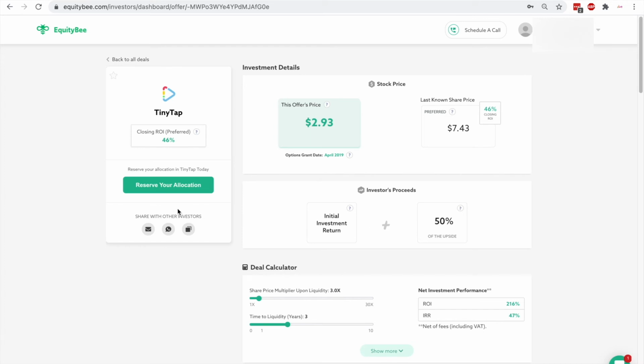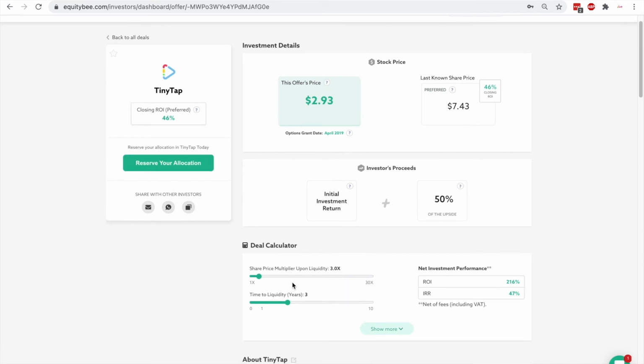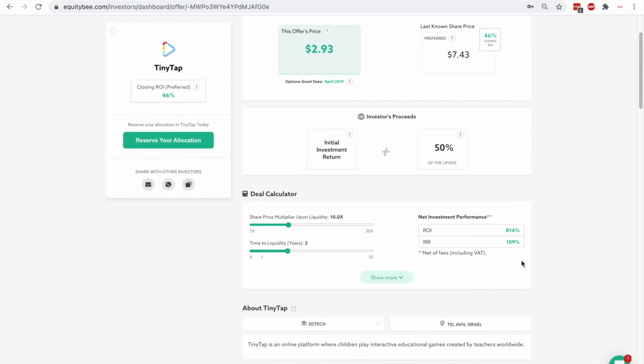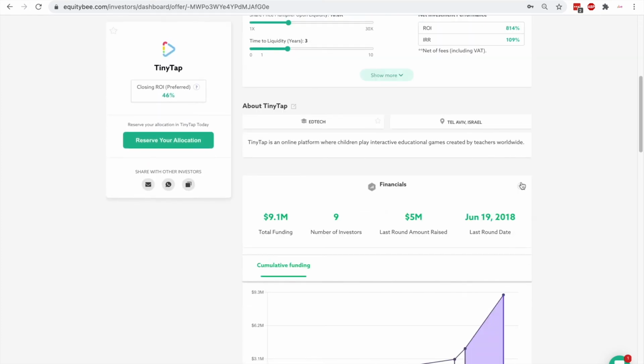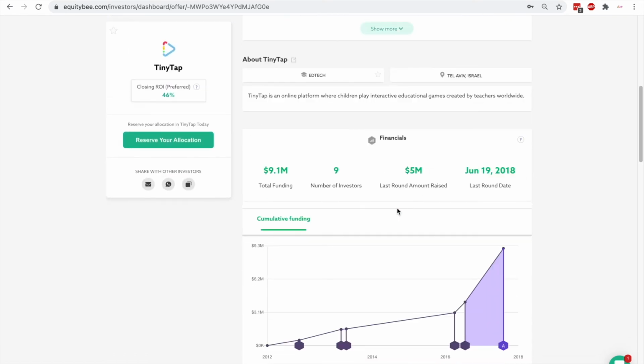And then you obviously have a calculator to help you understand what your return will be. So basically, you can move things around here. If you are aiming for a 10-times return, and let's say time to liquidity is 3 years, you're looking here at a return on investment of around 814%. Okay, so this is just for you guys to understand what's happening here.